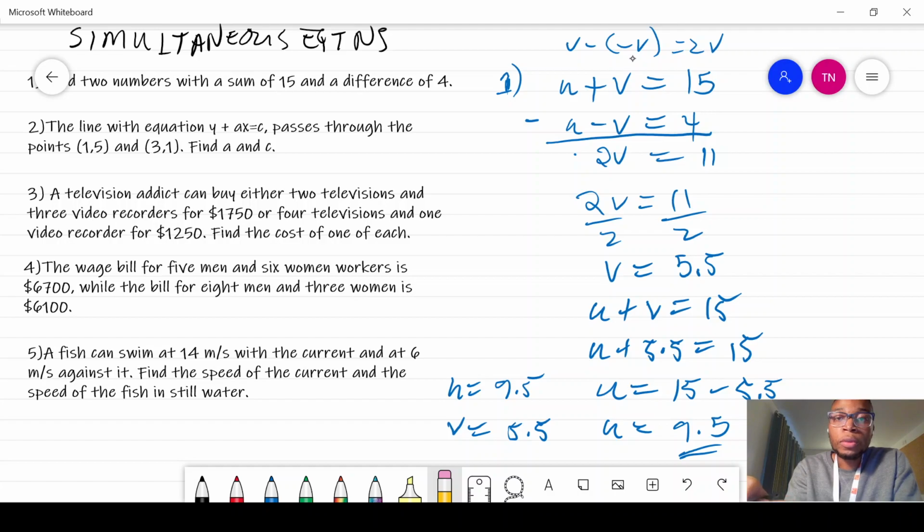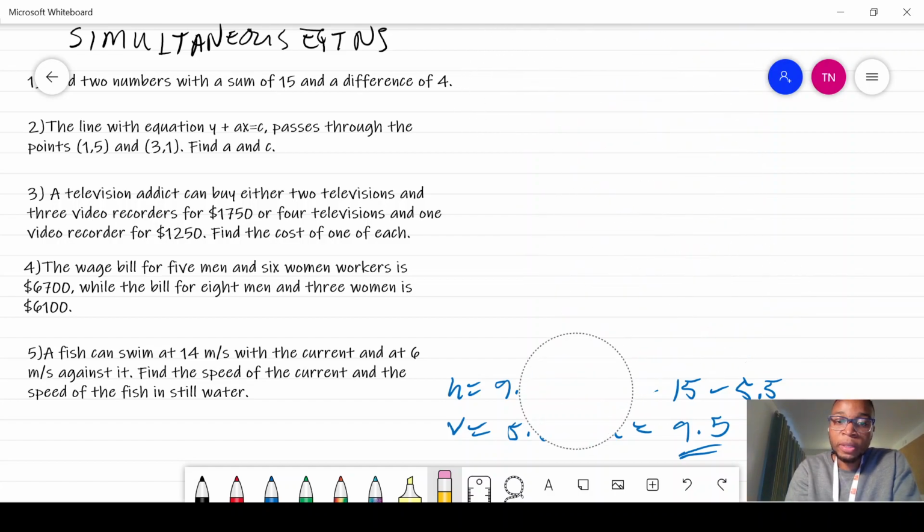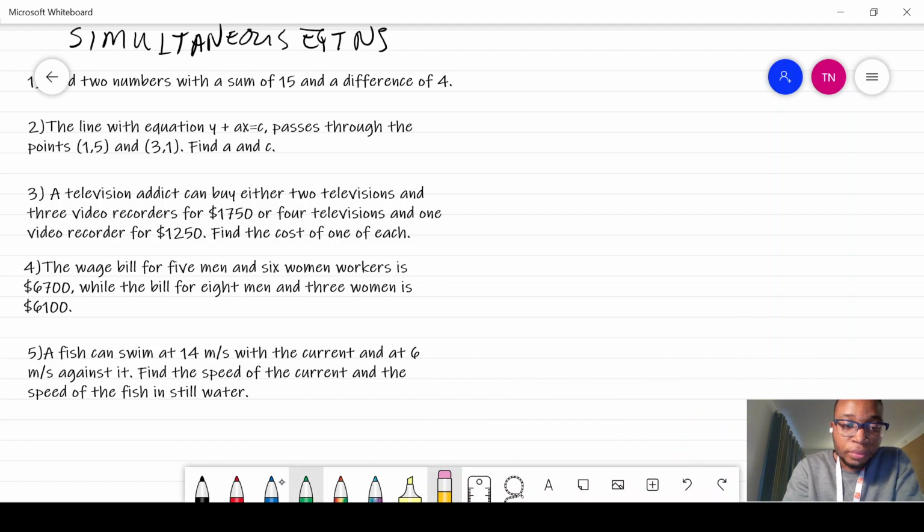So now let's solve the second question on the same space that we have here. Question number 2 says the equation of a line, y plus ax is equal to c, passes through the points (1, 5) and (3, 1). So find a and c. It's just the way I'm used to writing it, y plus ax is equal to c.